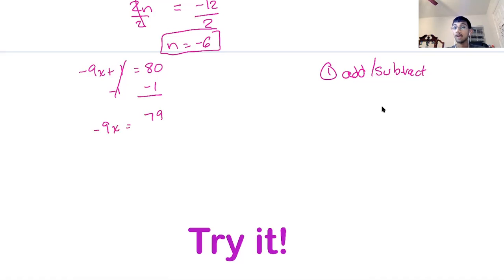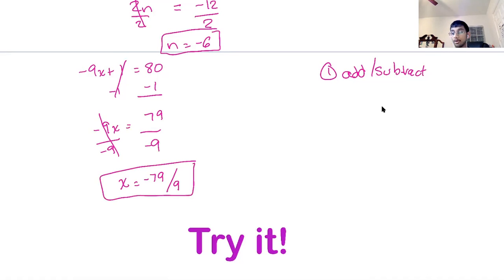Okay, so now the next thing we're going to do is divide by -9 on both sides. Pretty simple. So x is going to equal -79 over 9. And that is our answer. Very, very simple.